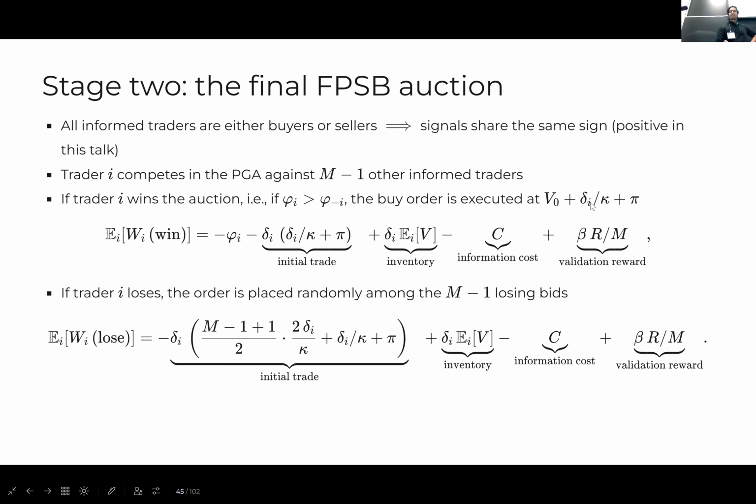In the sense that, as you'll see, the inventory here, which is why you're thinking it's a common value auction, because there's an asset and we all value the same asset. But here, if I win or lose, I have the same inventory, so that goes away. In a sense, I care only about the impacts, and the impacts I estimated with my signal.